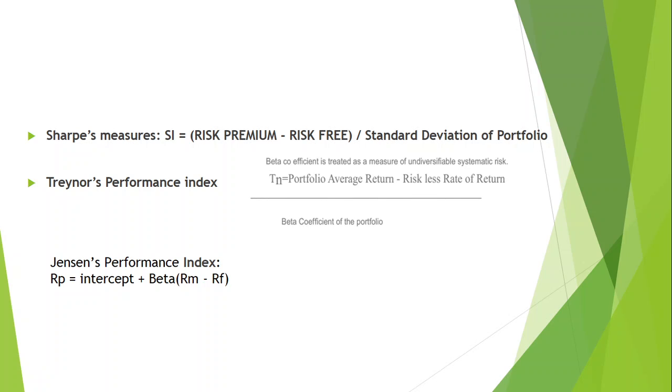The basic model of Jensen is given below. RP minus intercept plus beta into RM minus RF. Jensen's evaluation of portfolio performance involves two steps. Using the equation, the expected return should be calculated. With the help of B, RM, RP, he has to compare the actual return with the expected return. If the actual return is greater than the expected return, then the portfolio is considered to be functioning in a better manner.